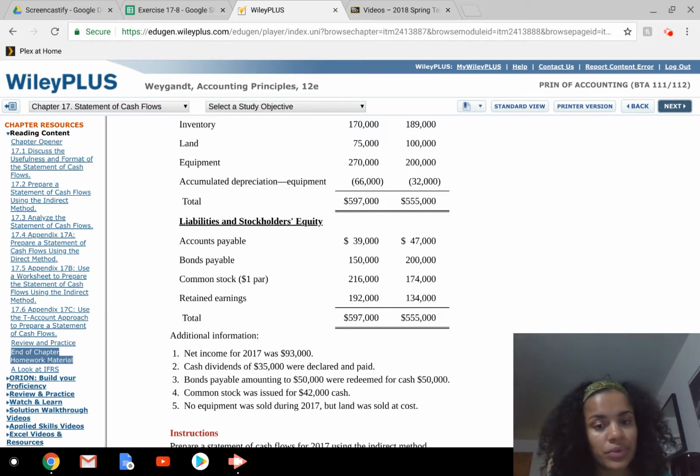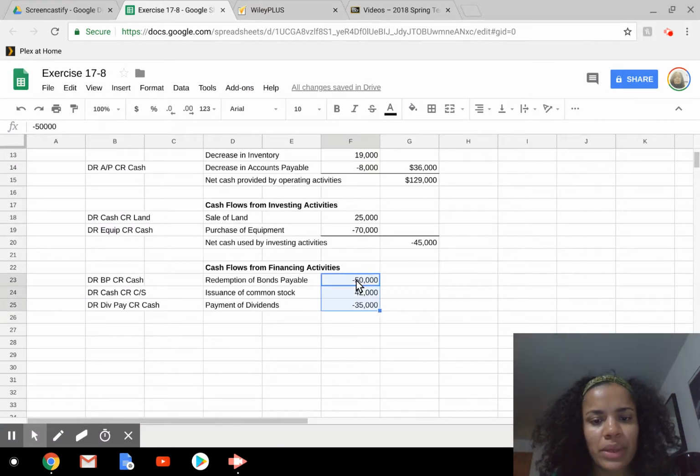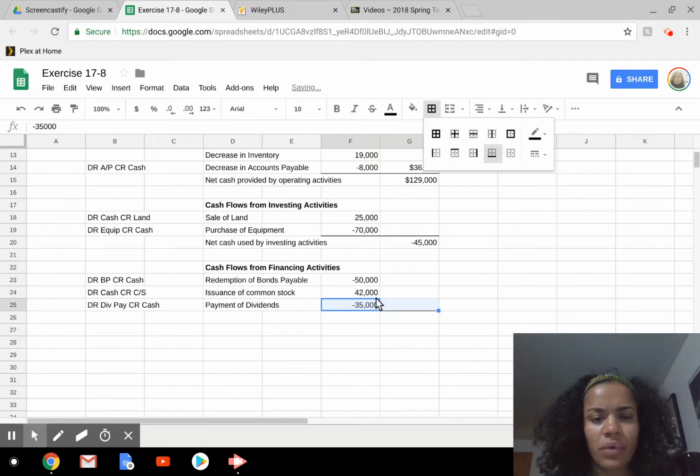You never include the change in retained earnings in the statement of cash flows. The only time you really think about retained earnings is maybe if you weren't given a cash dividends number, and you may have to try and use the change in retained earnings to try and figure out what the cash dividends number is.